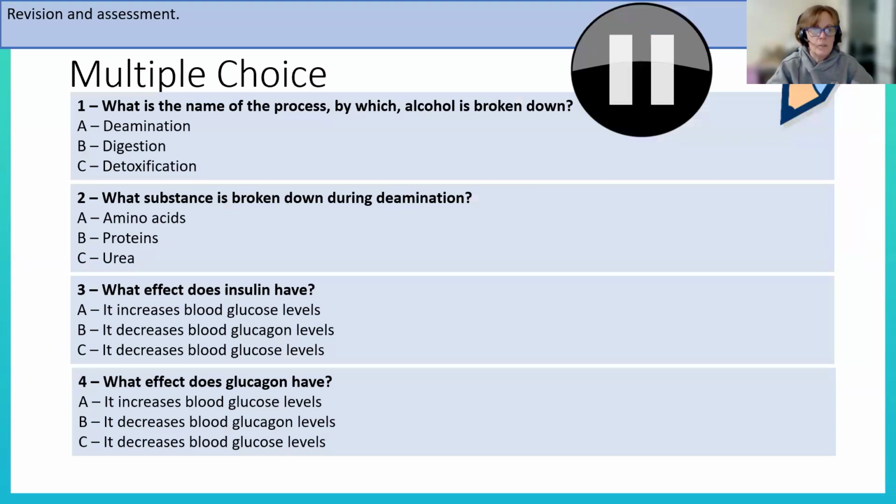So let's have a look at this. Which is the process by which alcohol is broken down? What is the substance broken down during deamination? What effect does insulin have? And what effect does glucagon have?